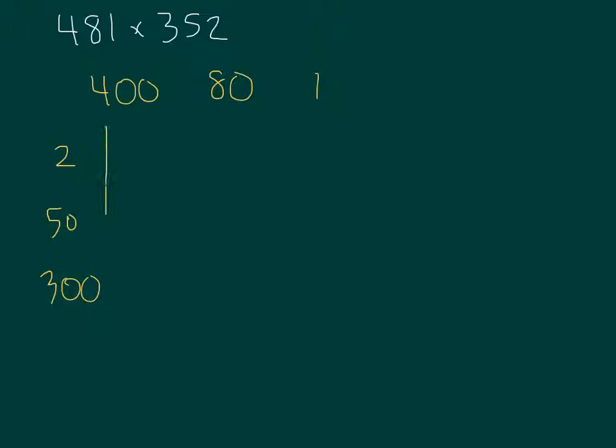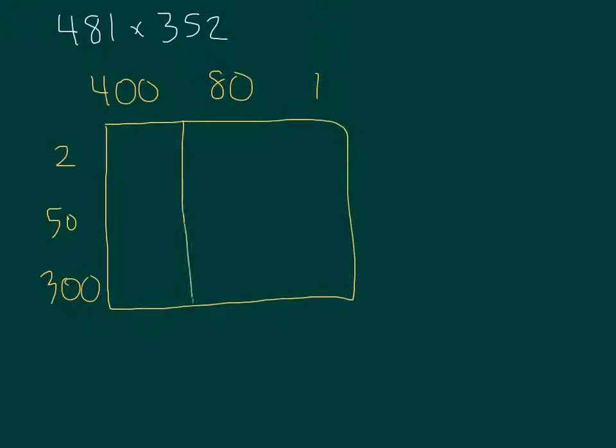And today we're going to work a little more abstractly in that I'm going to make relatively equal size boxes. But we have to keep in mind that this here is actually 400 columns, and then 80 columns, and then one column. Here's 2 rows, and 50 rows, and 300 rows. We just don't want to take up the space to show each and every single row and column.